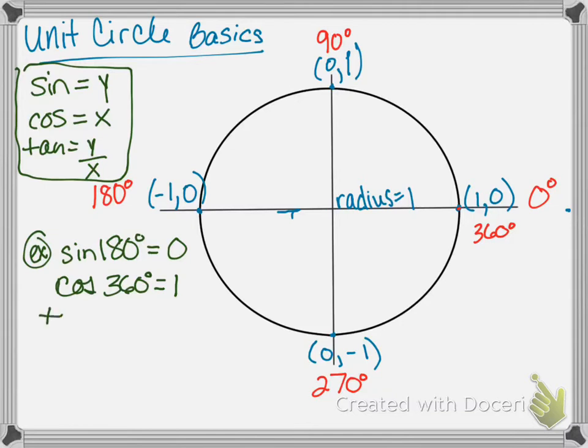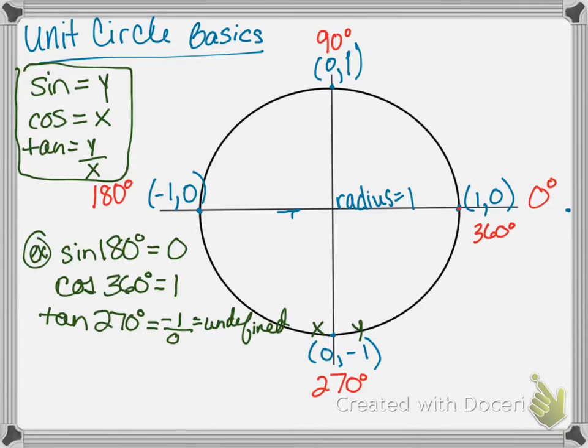The only time it gets a little trickier is when we have tangent. Let's say I have the tangent of 270 degrees. Tangent is y over x, so I'm going to take the y coordinate and put it over the x coordinate. So I have -1 divided by 0. Now, we have to remember, you cannot divide by 0. That's one of our mathematical laws. We just cannot do it. So this one, we would say it is undefined because you cannot divide by a 0.